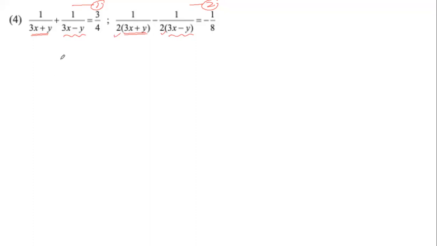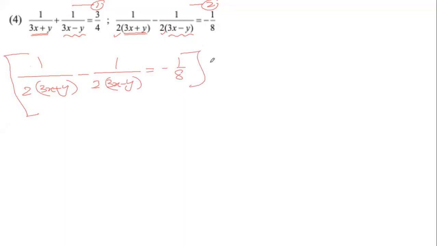So we will multiply equation number 2 by 2, because 2 is in the denominator. We want to eliminate 2, so we will multiply it with 2. So what will it become? The equation is 2 into 3x plus y minus 1 by 2 3x minus y equals to minus 1 by 8. We will multiply the whole thing by 2.